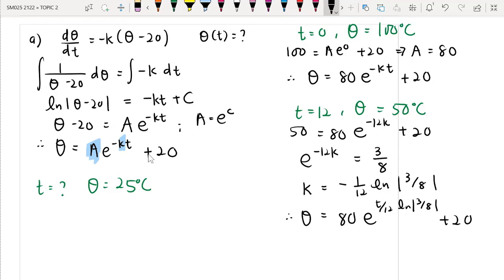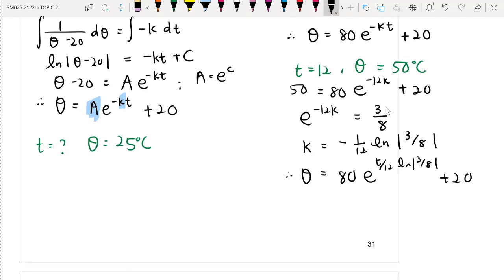Okay, settle that part. Now, we have to find t if our theta is 25. Our object temperature is 25. So, just use this equation. Substitute theta as 25. So, we have 25 is 80 e to the power of t over 12 ln of 3 over 8 plus 20. From here, simplify one by one to find t.